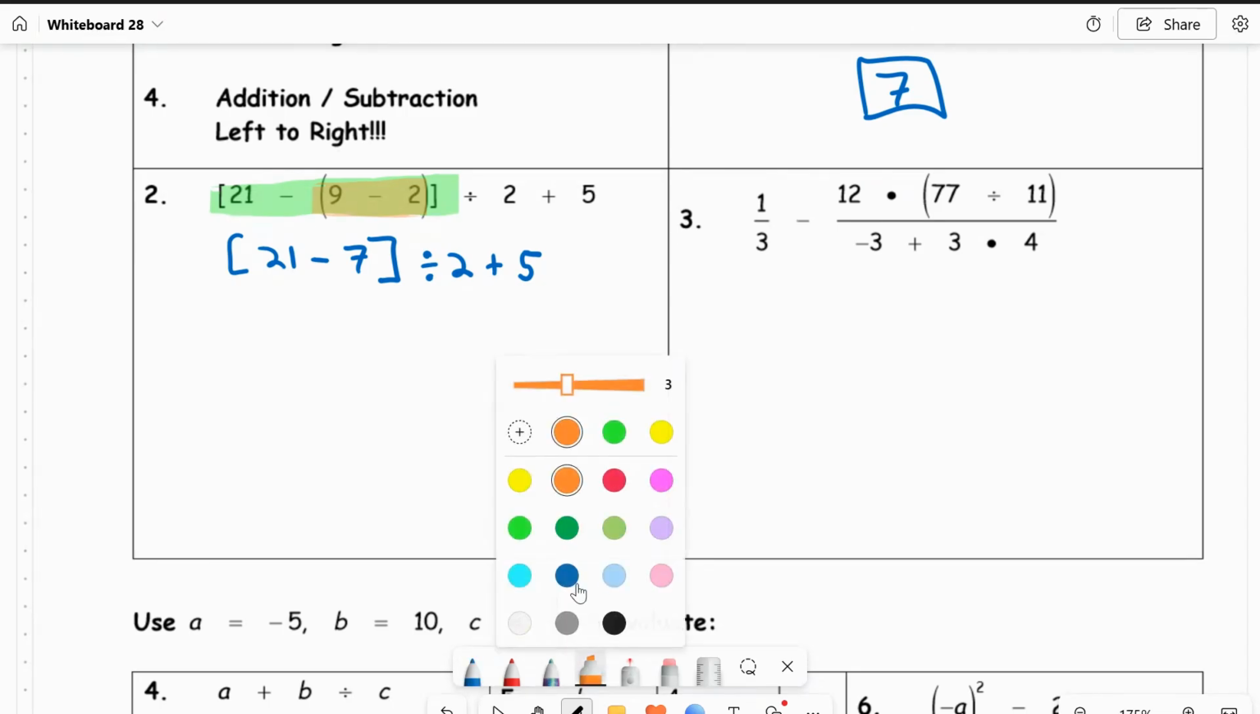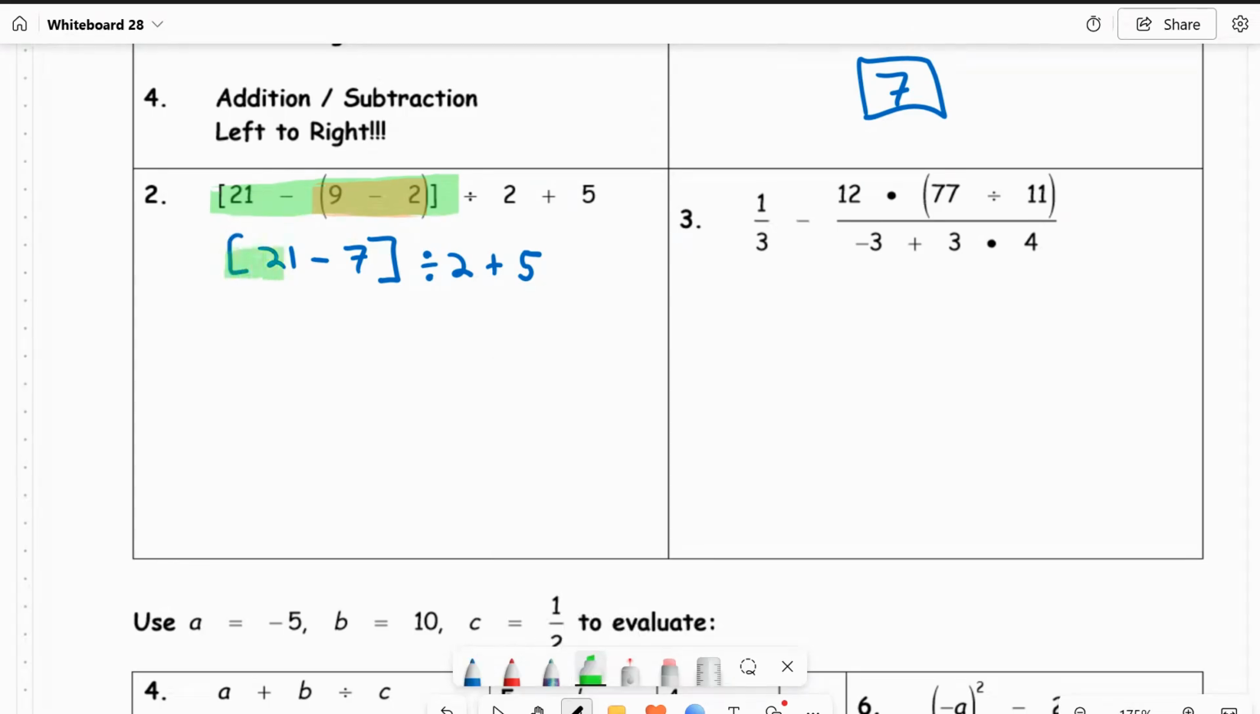So in this case, we still do have a grouping symbol, which is our 21 minus 7. 21 minus 7 gives us 14, divided by 2, plus 5. Now we'll continue down to step 3, which is division or multiplication. In this case, we just have one division problem. So 14 divided by 2 gives us 7, plus 5, which gives us a final answer of 12.